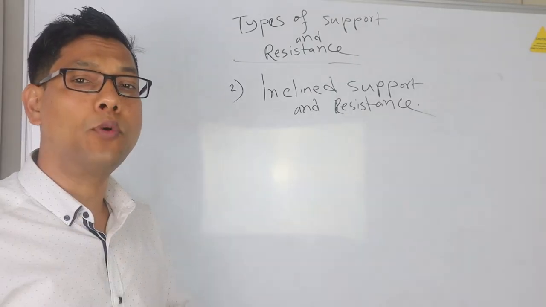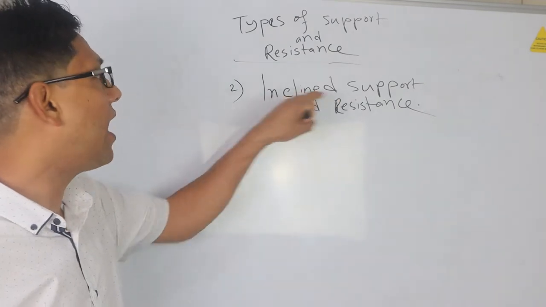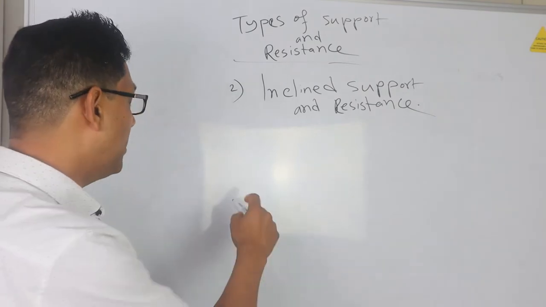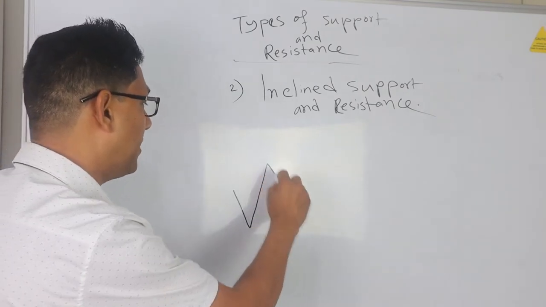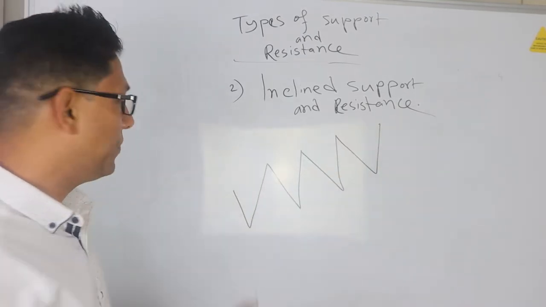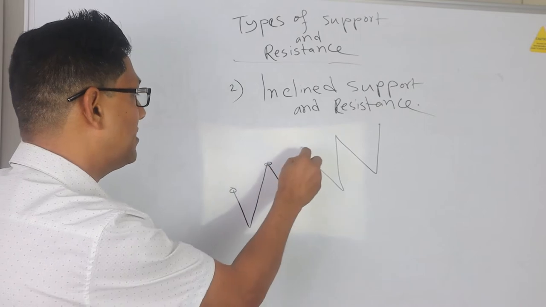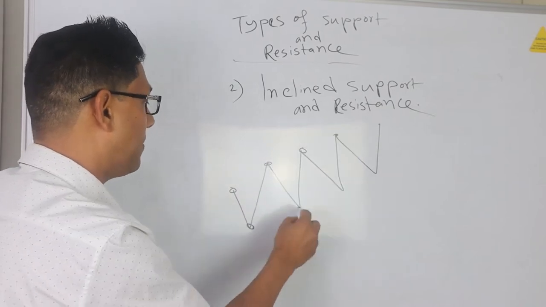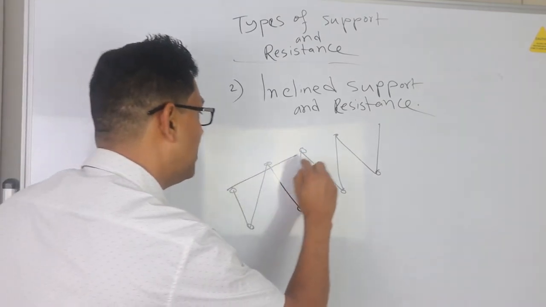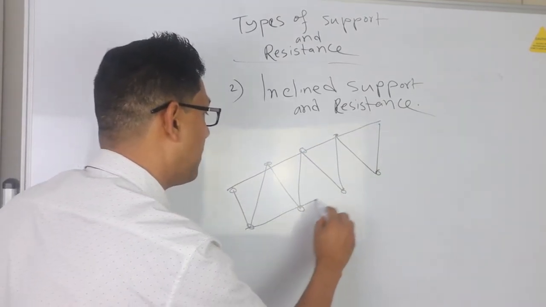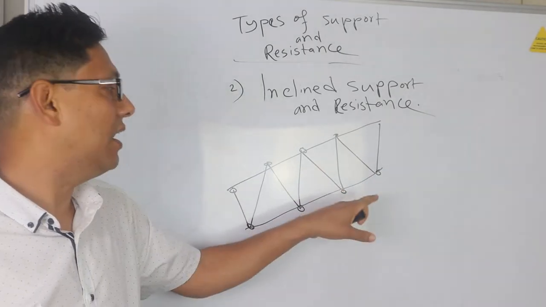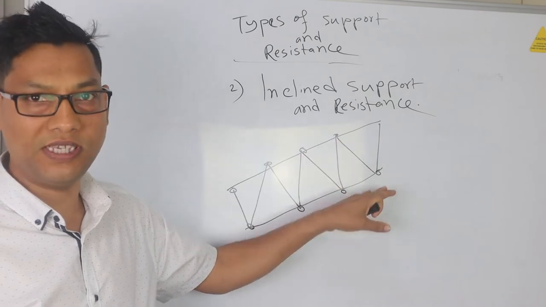The second kind of support and resistance is inclined support and resistance. So what does it mean? When you see an instrument creating something like this, going along a channel or moving at an angle, creating a level of resistance like this and a level of support in this manner, then we can say that this is an inclined level of support or resistance.